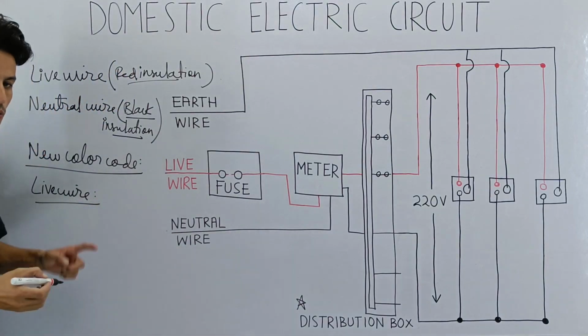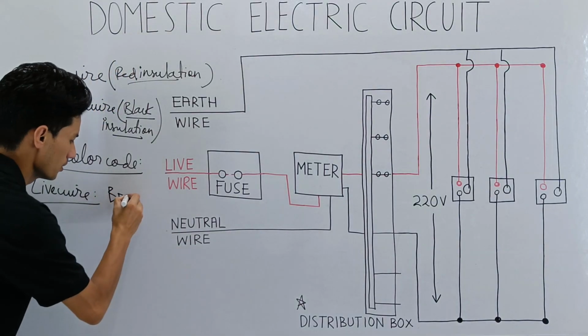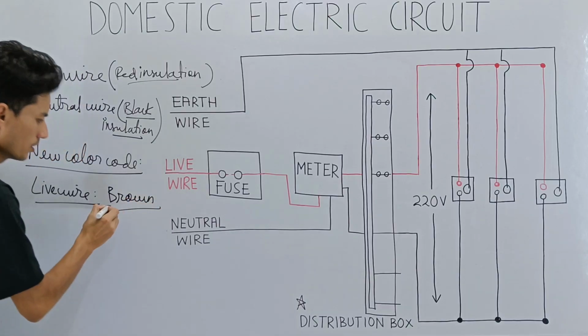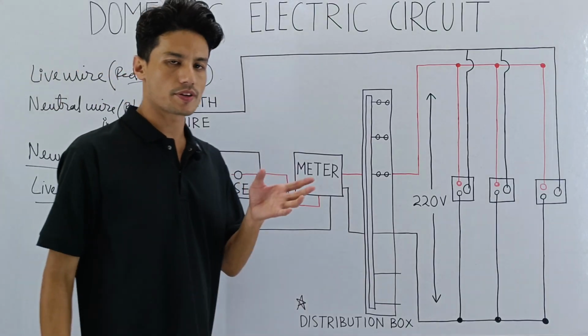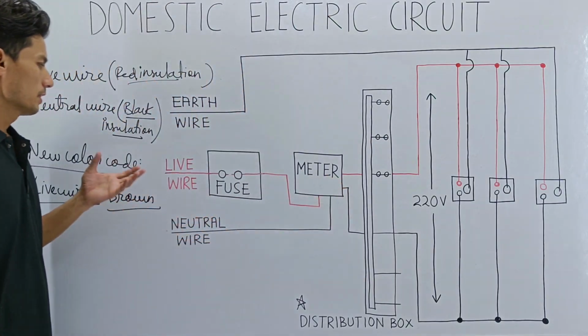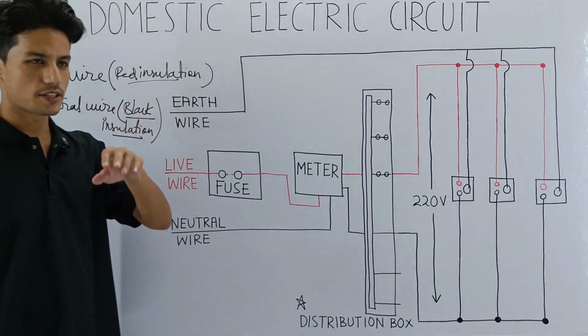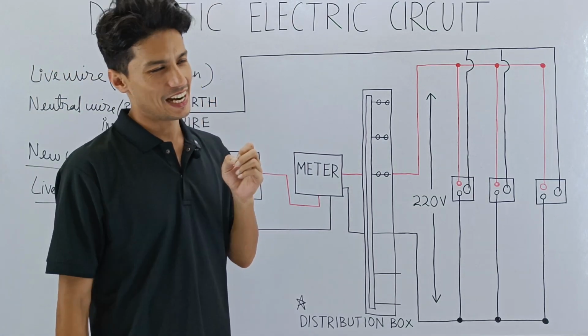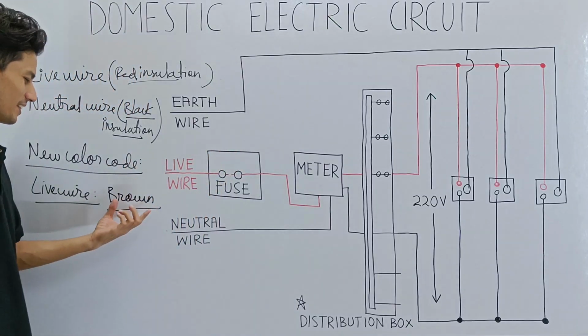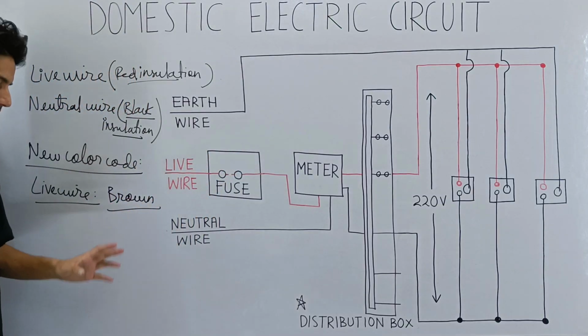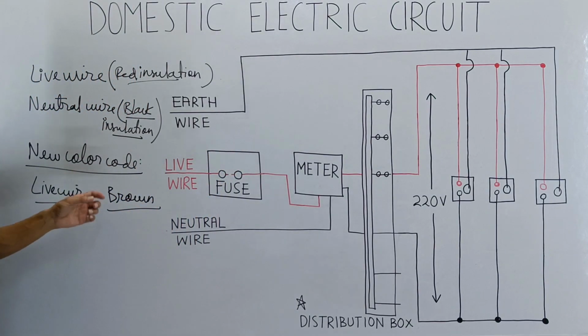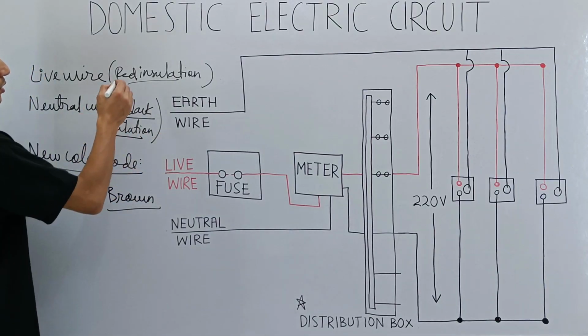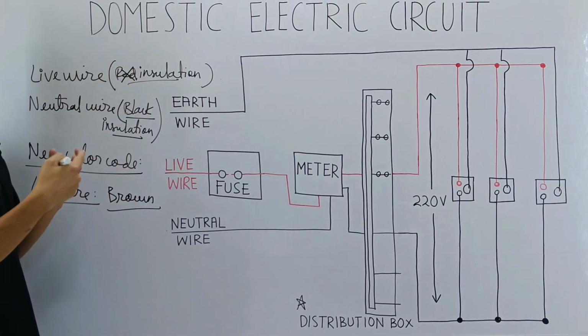Yes, the new color is brown. The new color for the live wire is brown. Now, this updation has not been done in your NCERT because our NCERT textbooks are quite old, so the updation in the color has not been done. But you should know that the color coding has changed. Now, no more red, it is brown.